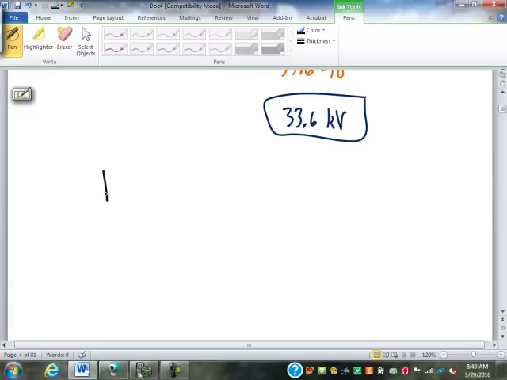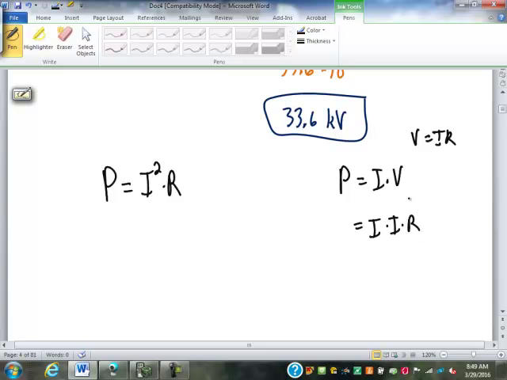What if I have a power formula where power is equal to I squared times R? You guys seen that version? Power equals current times voltage. But voltage is equal to current times resistance. So that means power is current times current times resistance. So I squared times R.